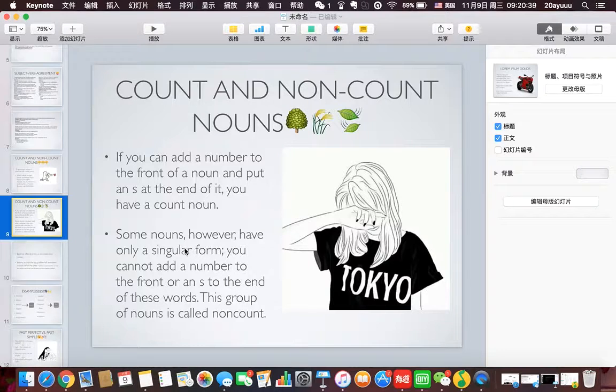Some nouns, however, have only a singular form. You cannot add a number to the front or an S to the end of these words. This group of nouns is called non-count nouns.